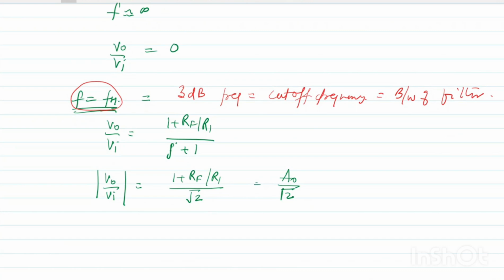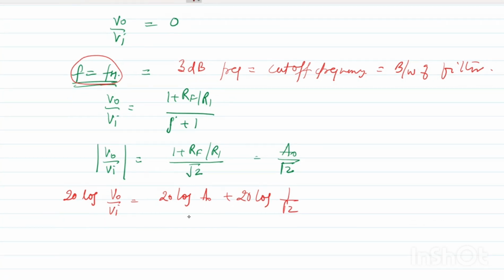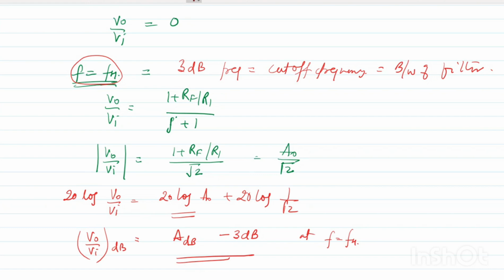Why 3 dB frequency? Because the gain is 3 dB down from the maximum. If we calculate in dB, 20 log VO by VI equals 20 log of A naught plus 20 log of 1 by root 2. So 20 log A naught is the gain A naught, and the other term gives -3 dB, as we saw just now. So if we write it in dB, VO by VI in dB is equal to A minus 3 dB at F equals FH.